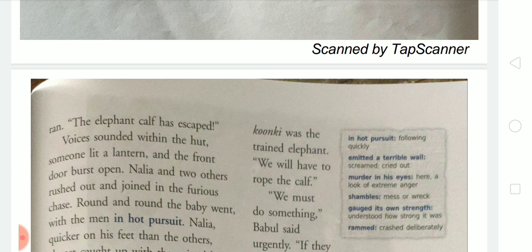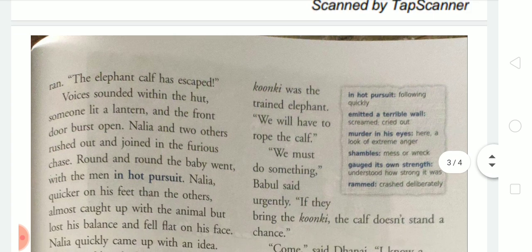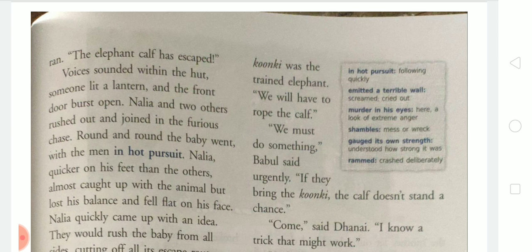Voices sounded within the hut. Someone lighted a lantern, and the front door burst open. Nalia and two others rushed out and joined in the furious chase. Round and round the baby went with the man in hot pursuit. Nalia, quicker on his feet than the others, almost caught up with the animal, but lost his balance and fell flat on his face. Nalia quickly came up with an idea.